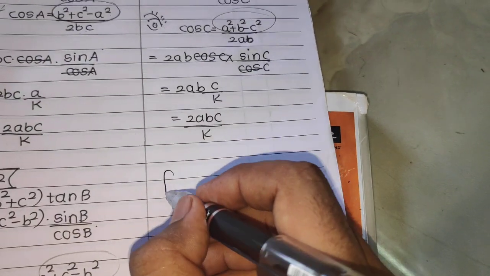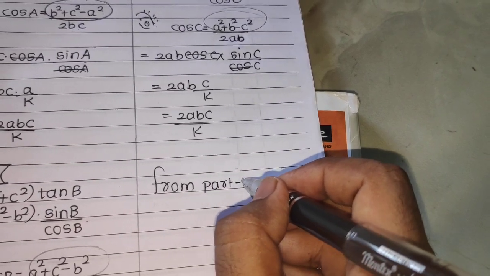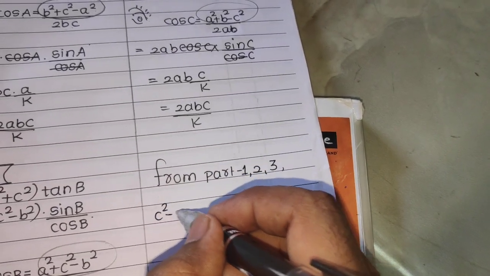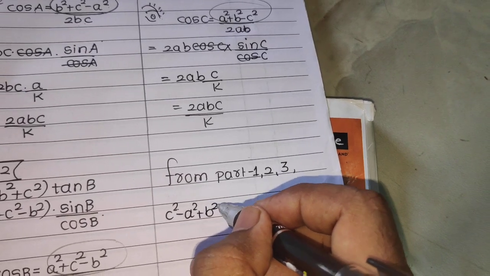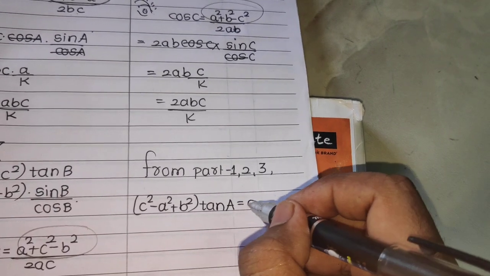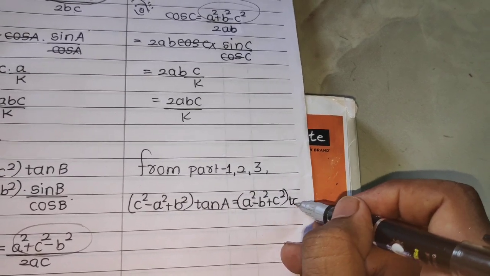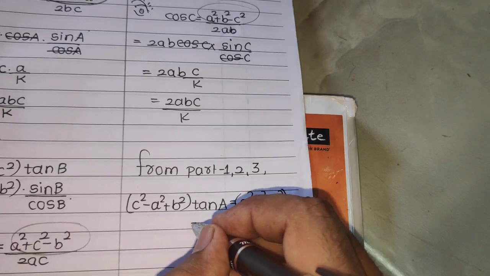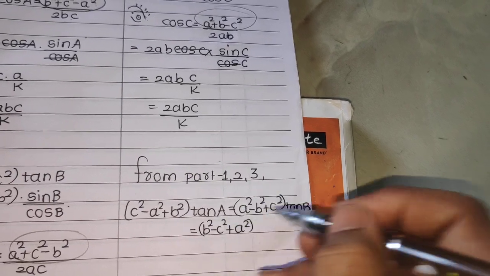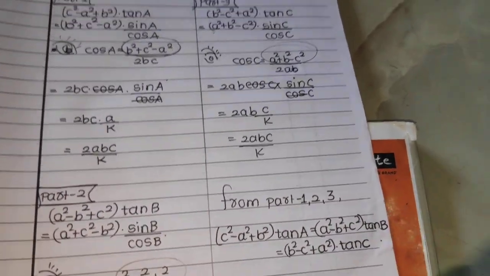So what we can mention at the end, from part 1, 2 and 3: c square minus a square plus b square tan of a equal to a square minus b square plus c square tan of b, equal to b square minus c square plus a square into tan of c. This was the whole idea.